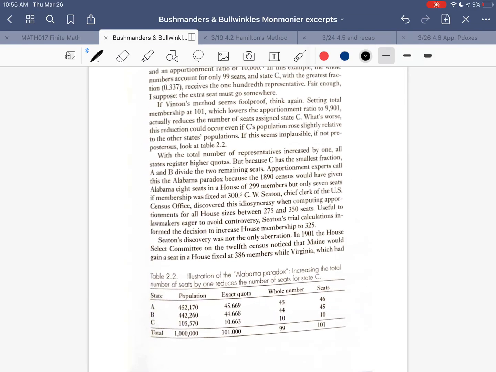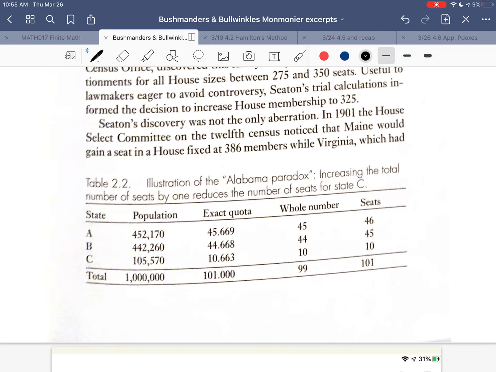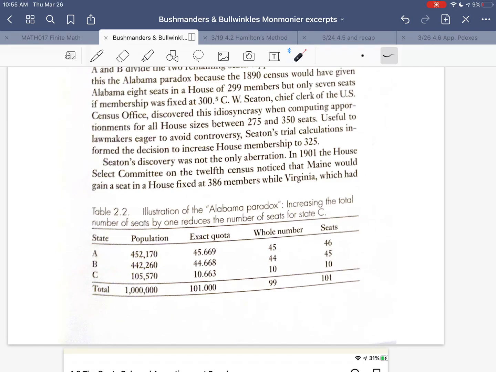Okay, and so what does this look like in real life? Here, look at this table. So this is fictional. We just have 3 states, A, B, and C, and their populations are listed here. They're pretty similar populations, except for state C, which is probably representing Alabama. Yes, indeed. So, similar populations of A and B, slightly different for C. Here are their exact quotas. When we sum up the populations, we get 1 million.